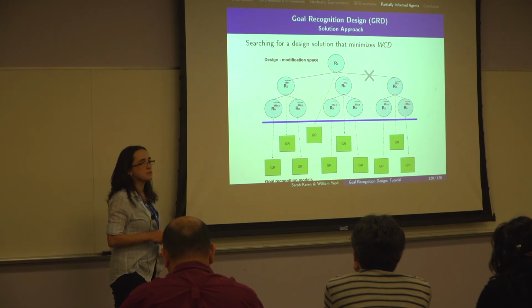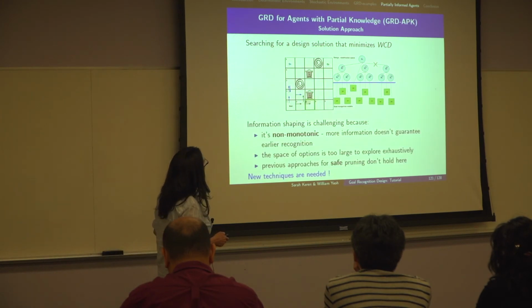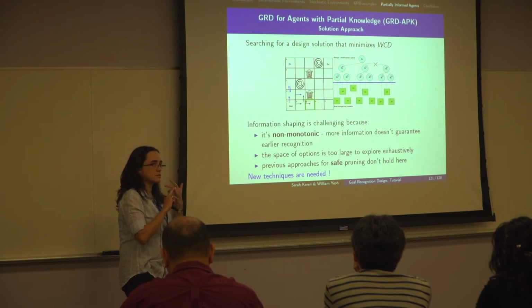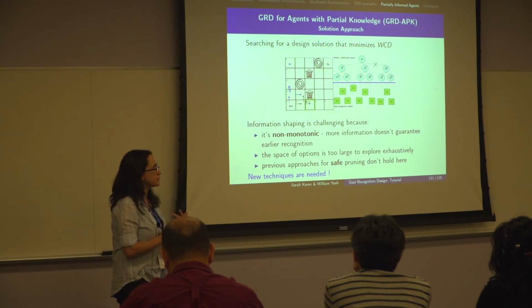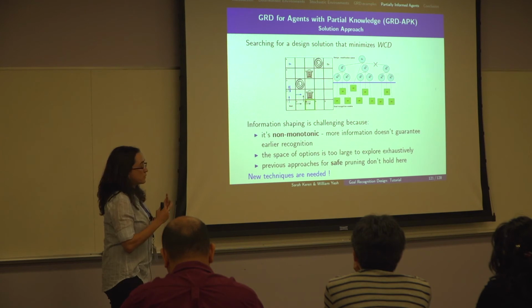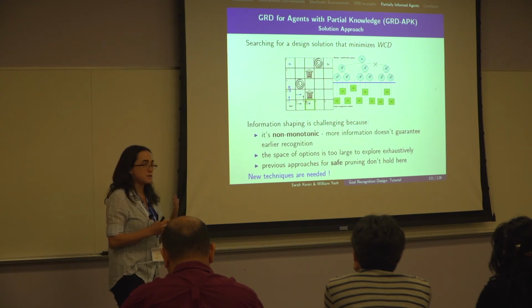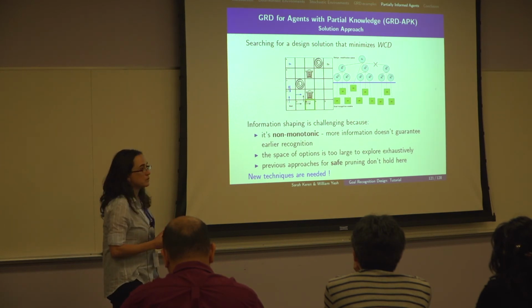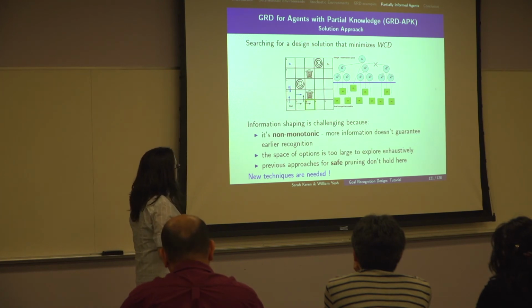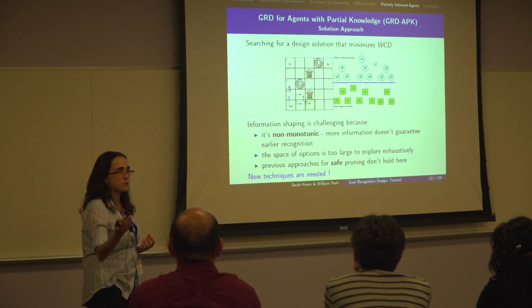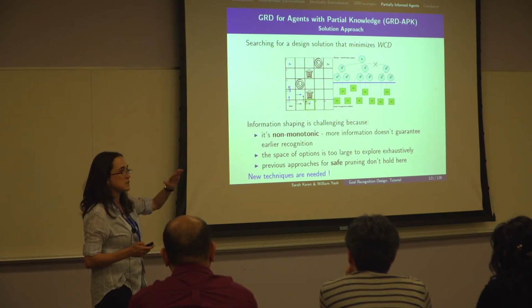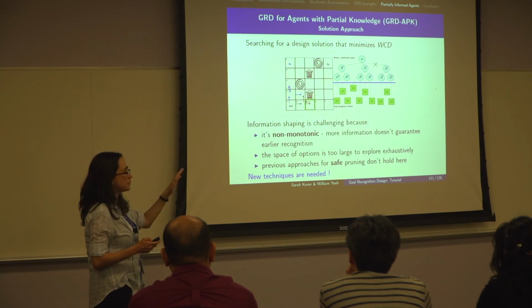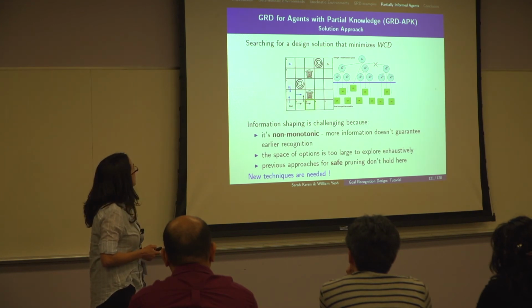So how do we do this? And this is, again, as I said, still work in progress, but what we need to account for here is, first, the fact that information shaping is non-monotonic. We need to account for that when we perform our search. Or basically, the way we reduce our search space needs to account for that. We cannot explore the state space exhaustively, and the approaches that William and I have shown for the deterministic cases, or the stochastic cases where agents are perfectly informed, don't apply here. We need new techniques.